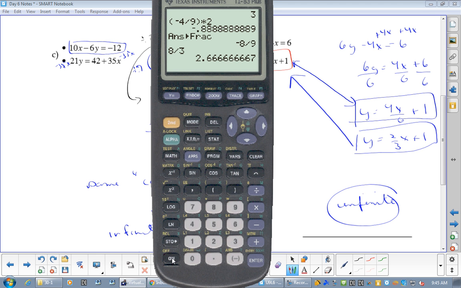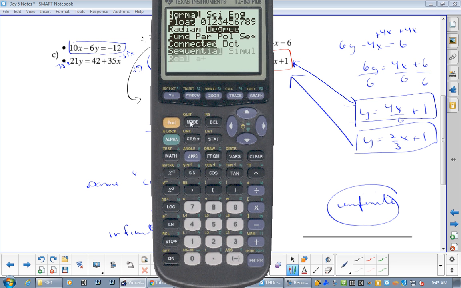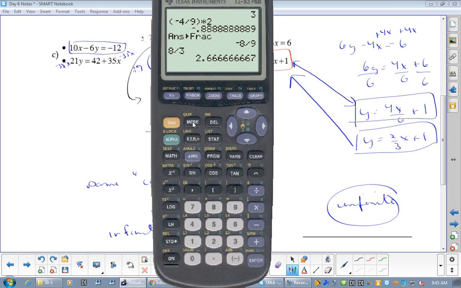When you have a little black box with buttons on it, that will do it for you, and you ignore that. So if I go 4 divided by 6, math, enter, enter, it'll reduce it, okay? If I go like 21 divided by 9, then I go math, enter, enter. It'll reduce it.